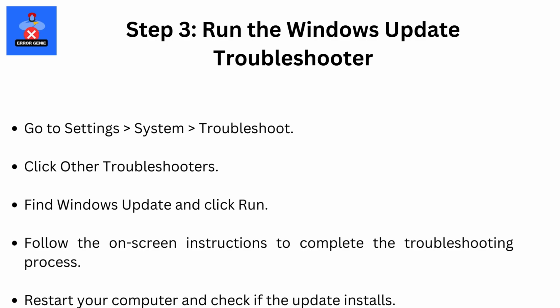Step 3. Run the Windows Update Troubleshooter. Go to Settings, then System, then Troubleshoot. Click Other Troubleshooters. Find Windows Update and click Run. Follow the on-screen instructions to complete the troubleshooting process. Restart your computer and check if the update installs.